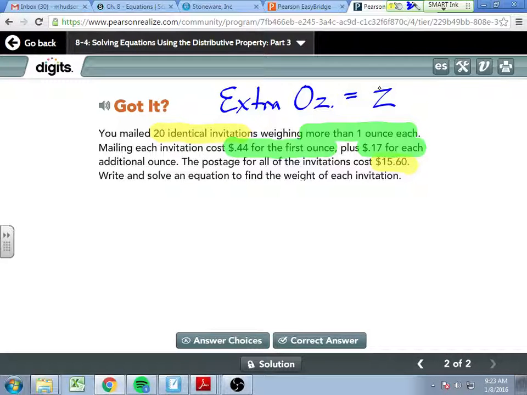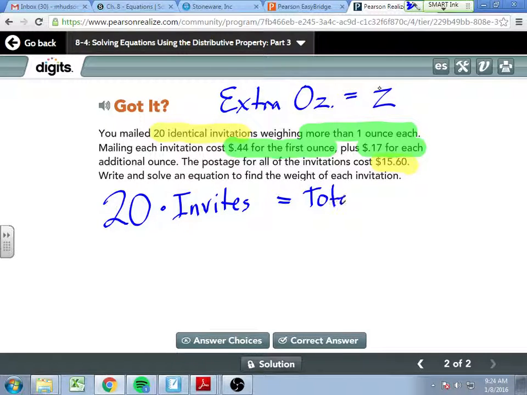So now, this is really hard. I'm not going to tell you that this is easy. This is hard to set up. And the only way to make it easier is think about it verbally before you try to do it mathematically. Don't jump right to trying the numbers. Try it with words first. So I know I'm mailing 20, and that would multiply because it's times the invites. And that equals my total cost.